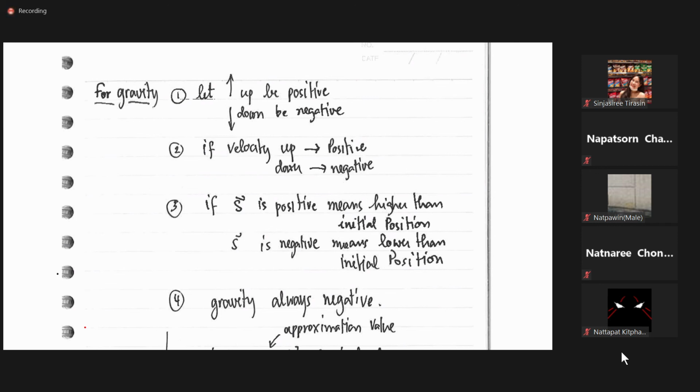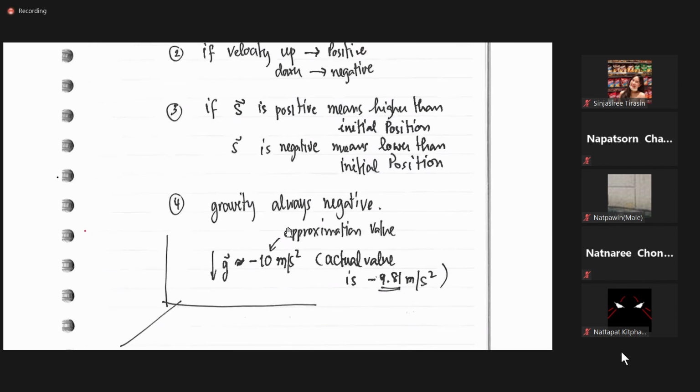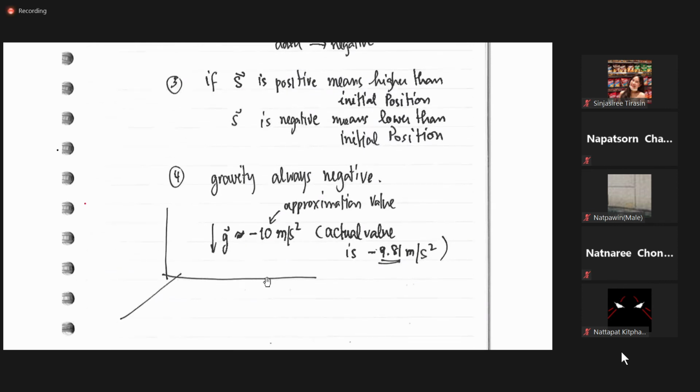Now, if the result comes up as a positive displacement, it means that the object is higher than the original point. And if s is negative, it means that the object is lower than the initial point. And the gravity itself, or the acceleration, is always negative. In this case, the actual value of gravity is 9.81 meters per second squared, pointing downward. And that is the average value.